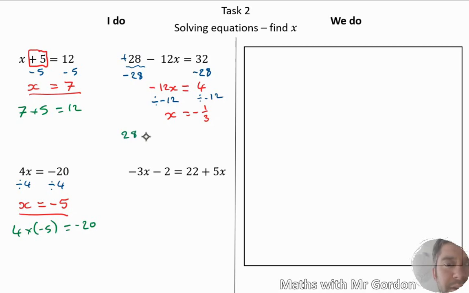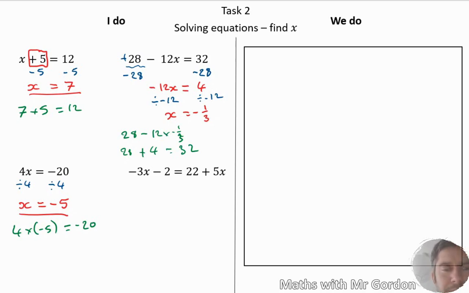So let's try 28 minus 12 lots of negative a third. Oh, that should be a third. Let's see what that equals. That's 28 minus, so 12 over 3, 3, 6, 9, 12, that's 4, but negative, so we're going to end up adding two negatives multiplied to give you a positive. 28 plus 4 gives me 32. So that is correct. Our answer was indeed x equals minus a third.